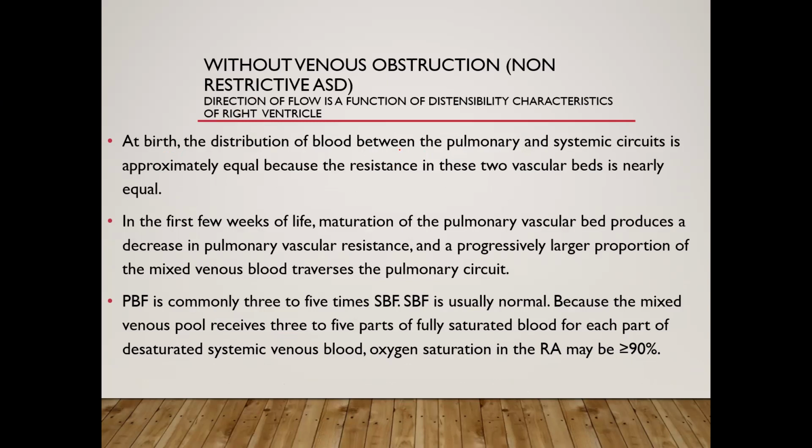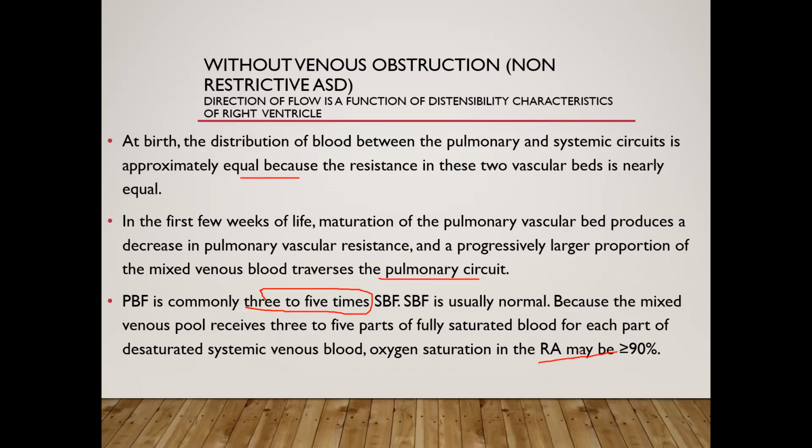At birth, the distribution of blood between them is approximately equal, but in the first few weeks of life, as the pulmonary vascular bed produces a decrease in the PVR, a progressively larger proportion of the mixed venous blood traverses the pulmonary circuit. That is around 3 to 5 times, which is usually normal. Because there is adequate mixing in the RA, the saturation over the RA, RV, pulmonary artery, and LA, LV, and aorta is usually more than 90%.